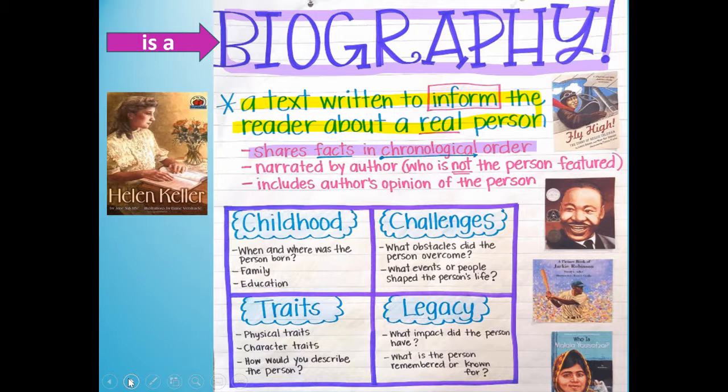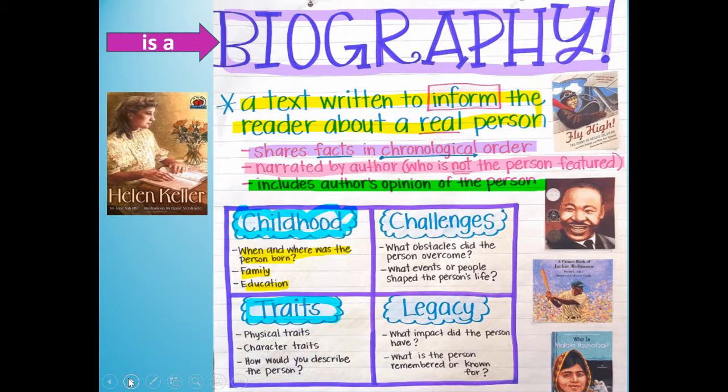So a biography shares facts in chronological order or in sequential order. It's narrated by an author who is not the person featured. It includes the author's opinion of the person. A biography talks about the childhood and when and where the person was born. A biography talks about the family and education. What kind of education did that person get?